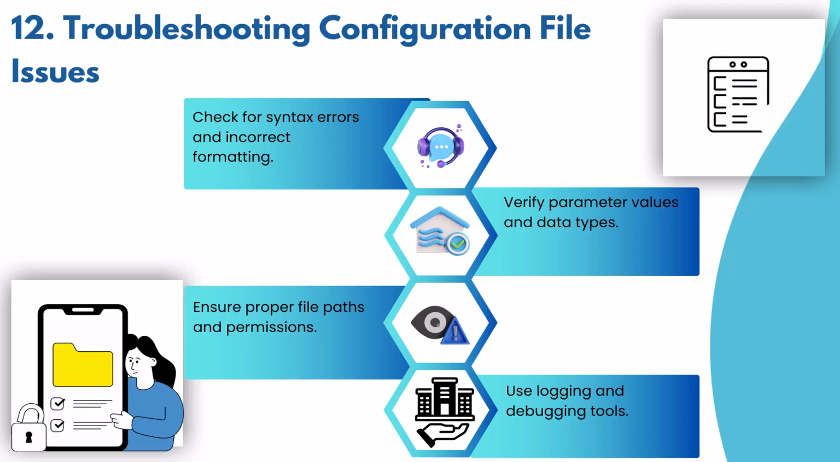Troubleshooting configuration files can feel like detective work. First, check for syntax errors. Misplaced commas can ruin your day. Verify parameter values, because a mistyped true instead of false can make all the difference. Make sure file paths are correct or the system might pretend it doesn't exist. Finally, embrace logging tools. They're like breadcrumbs leading you to the problem. Sherlock Holmes would be proud.